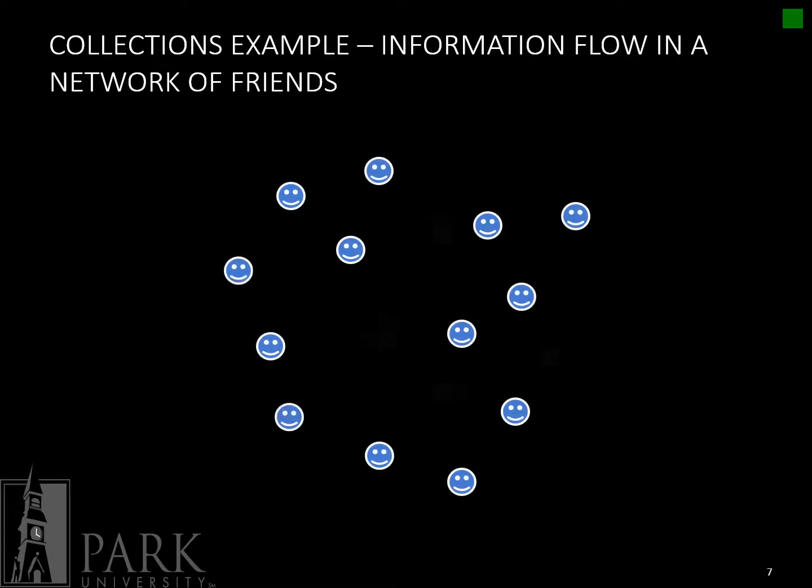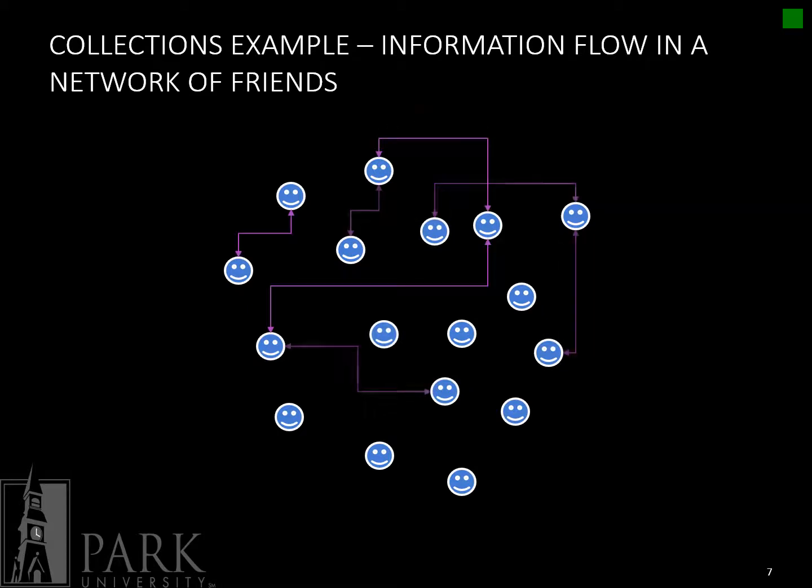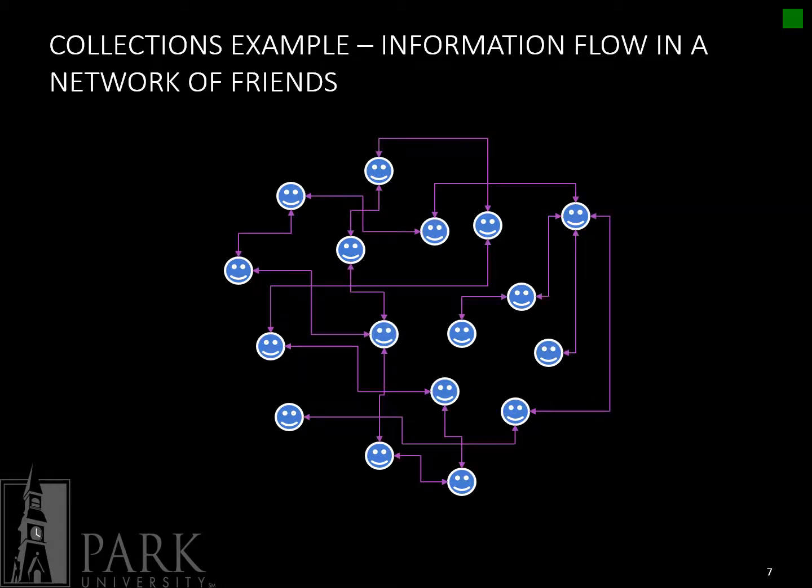Let's take a look at an interesting case. For this example, we're going to assume that we have a set of citizens. And each citizen is connected to a random set of friends, and that each friendship is mutual, meaning we have a bidirectional connection between them.